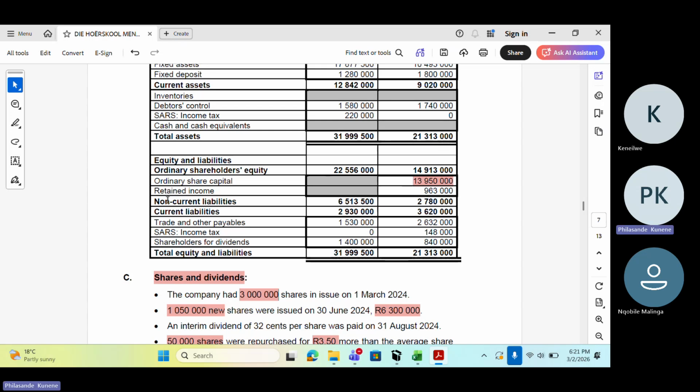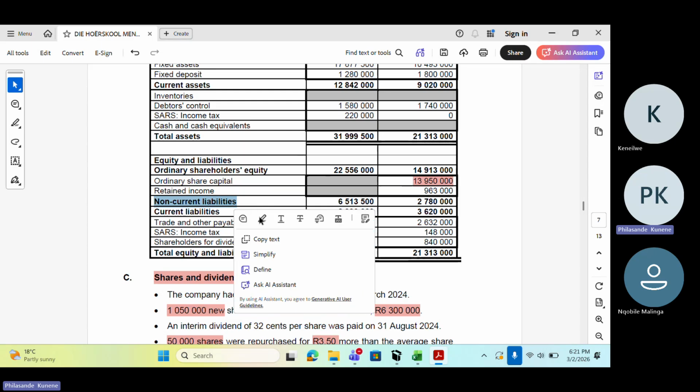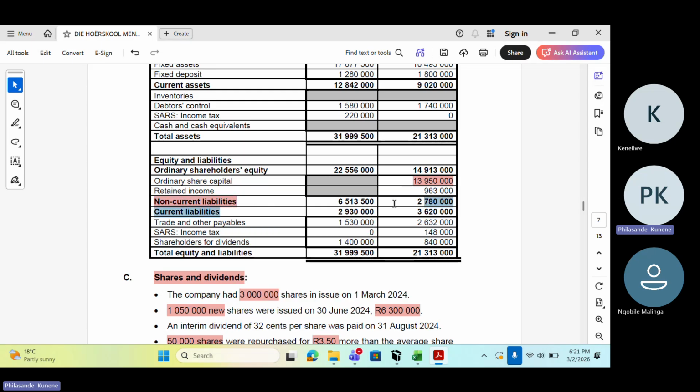The long-term loan that we have, we need to go to our non-current liabilities. If we look here, we have non-current liabilities. We don't know what the non-current liabilities consist of, but most probably this is going to be a loan that is sitting as non-current liabilities. Okay. 2,780,000. It increased to 6,513,000. Is this an inflow or an outflow?